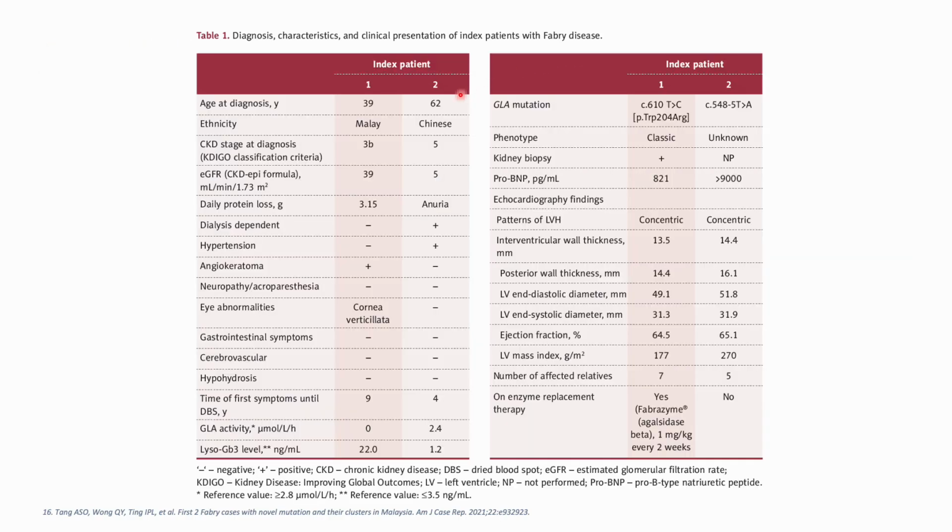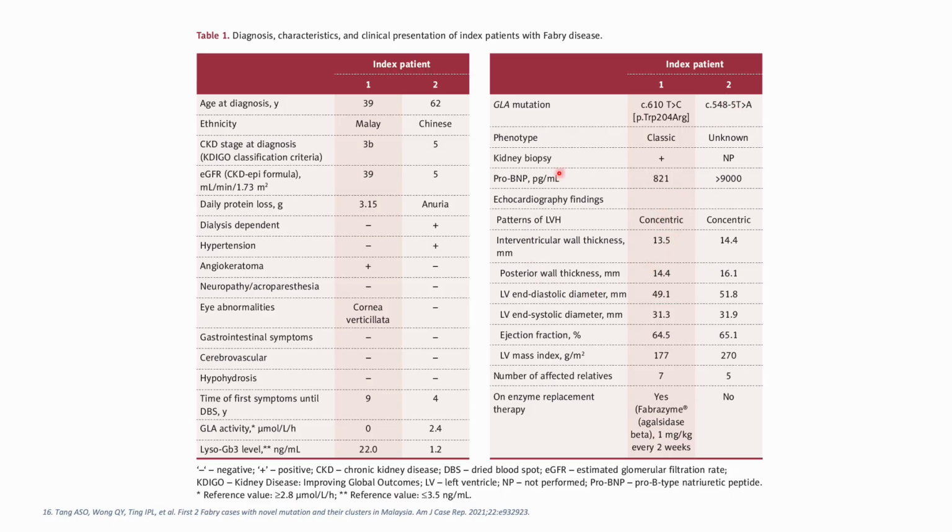These next two slides are taken from the report, the first two Malaysia cases on record. Index case 1 is 39 years old. Index case 2 is 62 years old. Time from the first symptom until diagnosis is 9 years in case 1, 4 years in case 2. The residual GLA activity is 0 in case 1. Case 2 still has residual enzyme activity, but the lyso-Gb3 was increased in both cases. Case 1 is a classical genotype. Case 2 is a VUS, an unknown genotype, a de novo genotype.